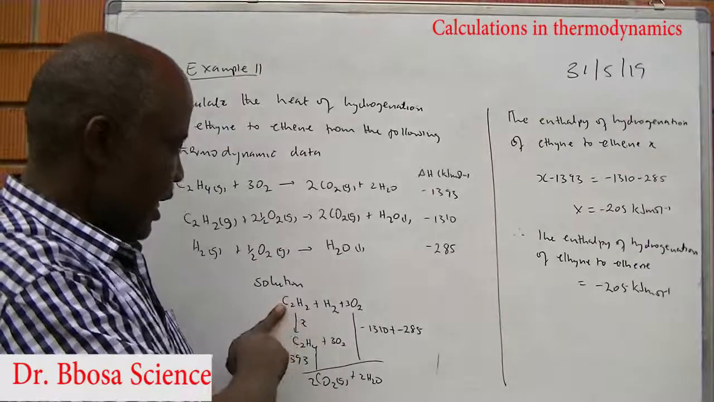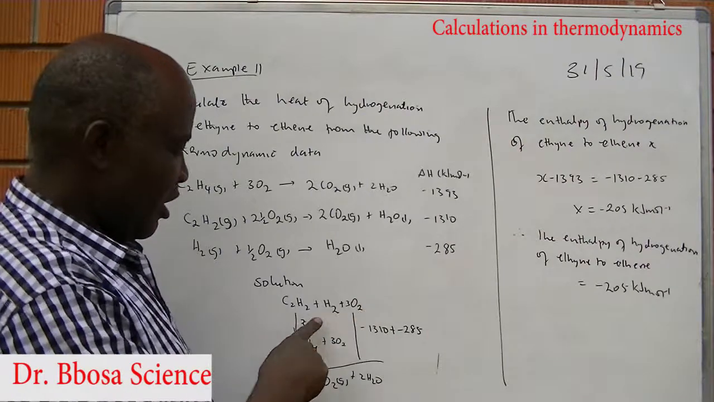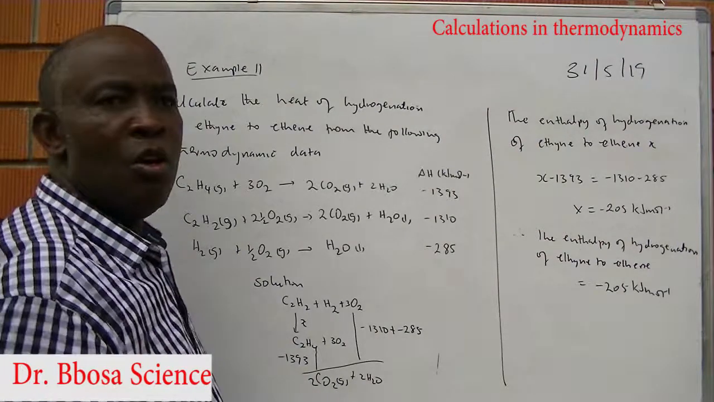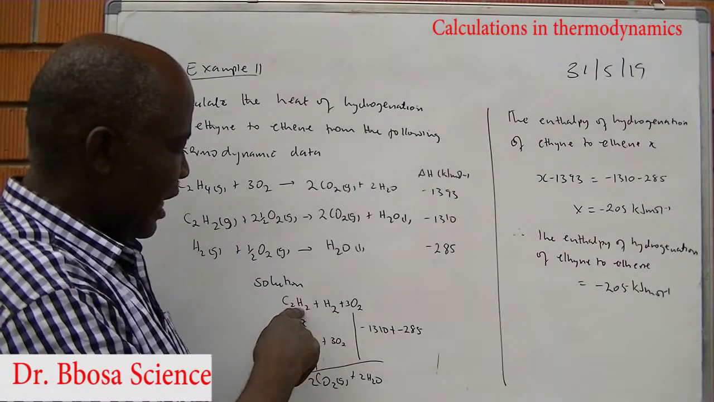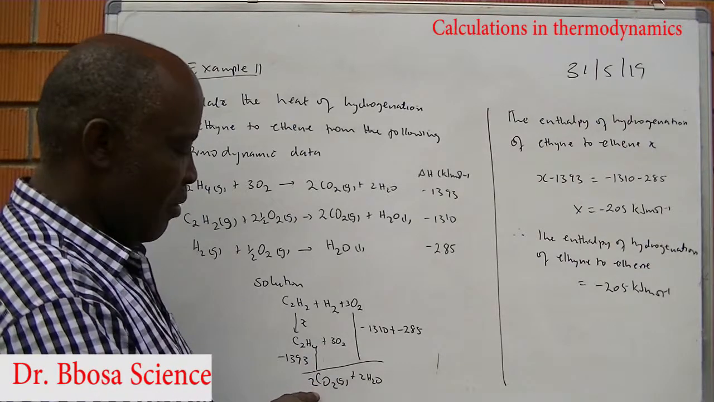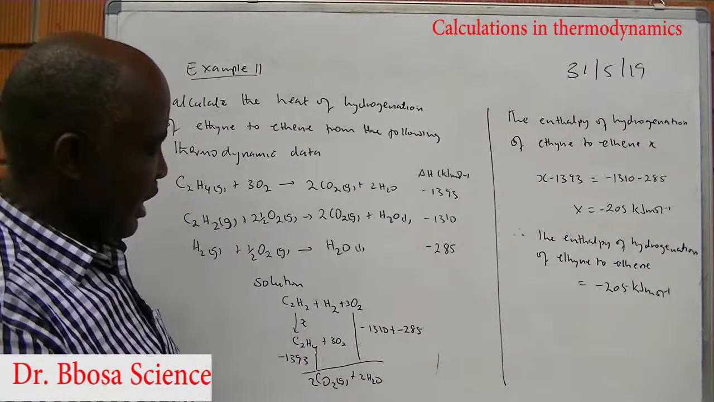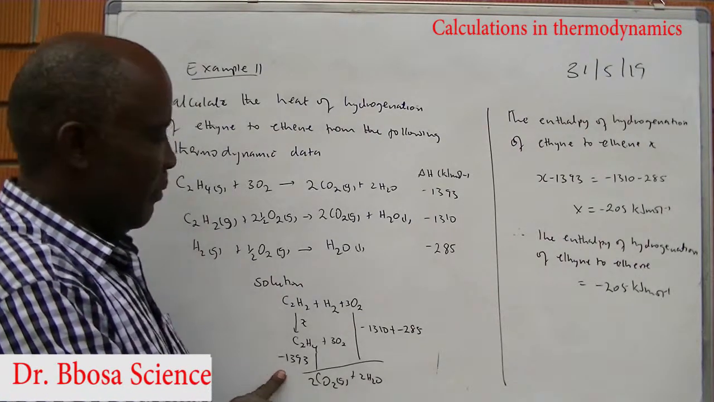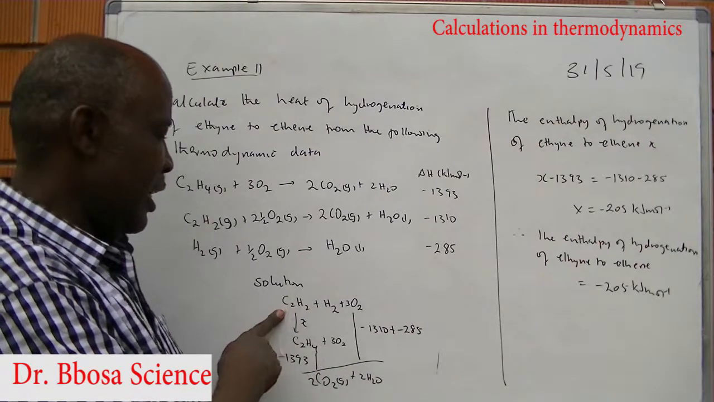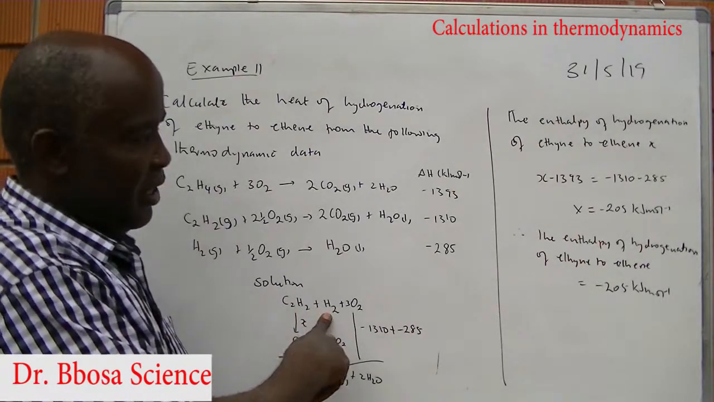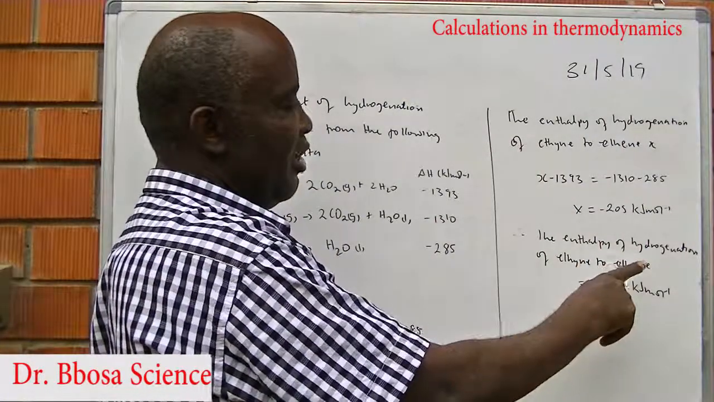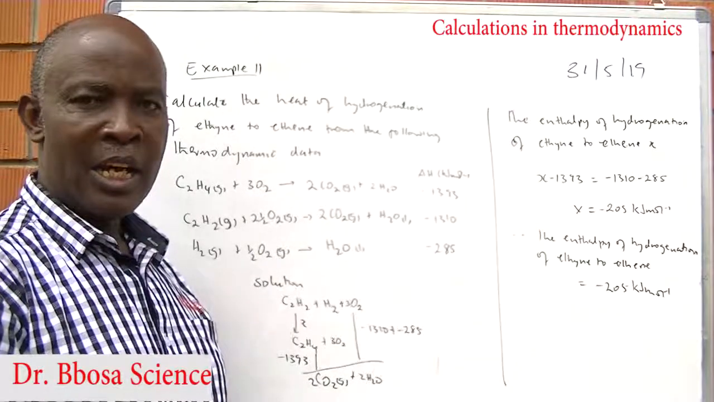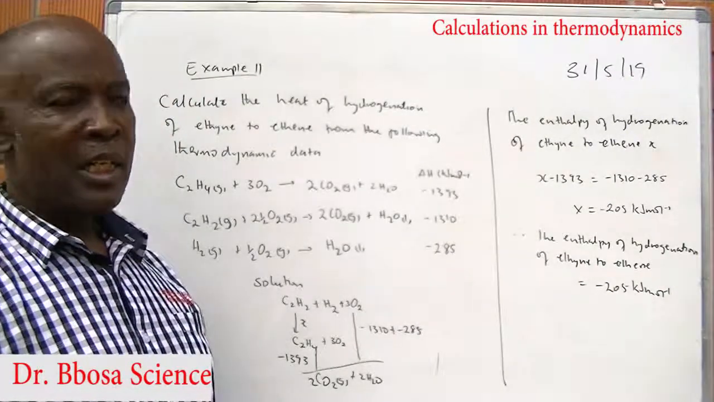When you add ethyne plus hydrogen plus oxygen, we may first convert ethyne to ethene and then burn ethene to carbon dioxide and water. Or we can burn ethyne and hydrogen directly to carbon dioxide and water. So the heat of hydrogenation of ethyne to ethene plus heat of combustion of ethene is equal to heat of combustion of ethyne plus heat of combustion of hydrogen. Therefore, the enthalpy of hydrogenation of ethyne will be -205. The negative sign indicates that the reaction is exothermic.